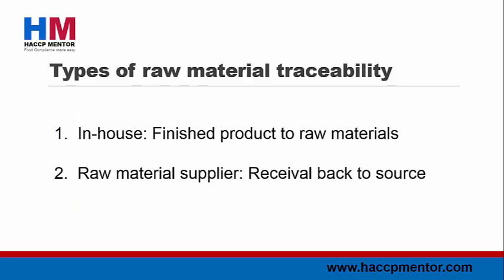Now we have two types of raw material traceability that you may know about, and these include in-house, where you would start with a finished product and trace back to all of the raw materials used to make that product. This is where you generally collect the records as you go through, including production, processing, quarantine, testing, receival, storage, waste and corrective actions. The other type is from your raw material supplier.